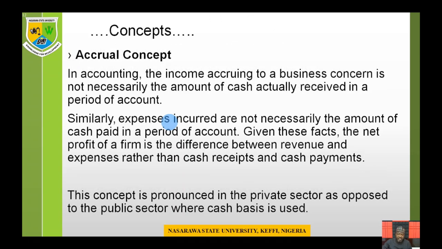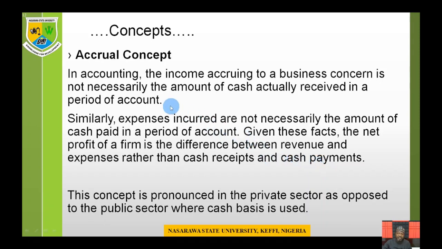The next concept is the accrual concept. In accounting, the income accruing to a business concern is not necessarily the amount of cash actually received in a period of account, i.e. in an accounting period. Similarly, expenses incurred are not necessarily the amount of cash paid in a period of account. Given these facts, the net profit of a firm is the difference between revenue and expenses rather than cash receipts and cash payments.